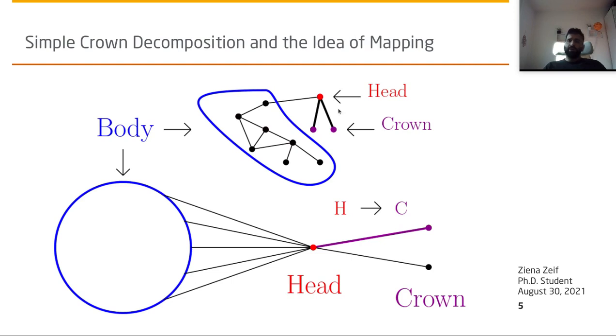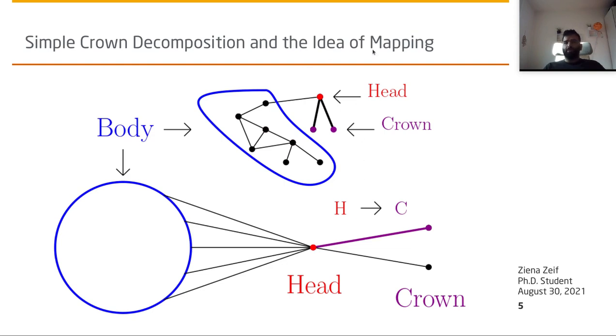The vertex that we pick in our solution is our head vertex. The vertices that become isolated after removing the head vertex are our crown vertices. The remaining vertices are our body vertices. The first property of a crown decomposition is that the crown vertices need to form an independent set. Moreover, we wish to find an injective mapping from the head vertices to the crown vertices such that we always have an edge in between.